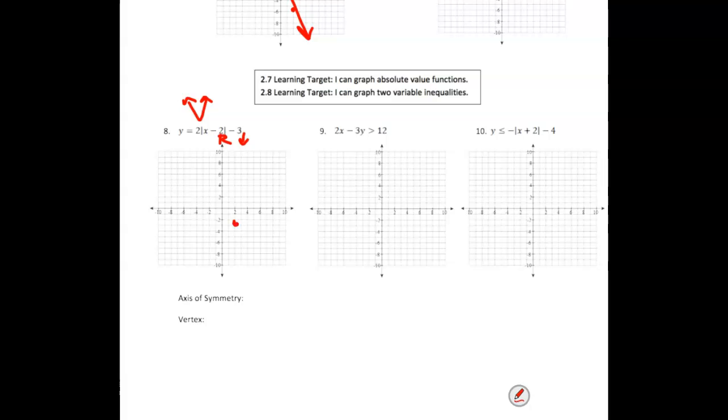And then what kind of stretch did we do? Stretch of 2, which means it's getting skinnier. And remember that number in front, even though it's a vertical stretch, it's the same as the slope on the right side. So we're going to do a slope of 2, up 2 over 1. We're going to go up 2, back 1, and draw it in.